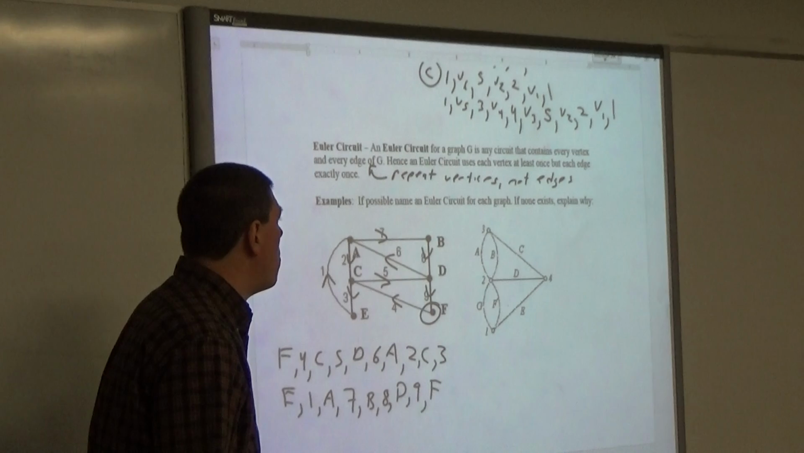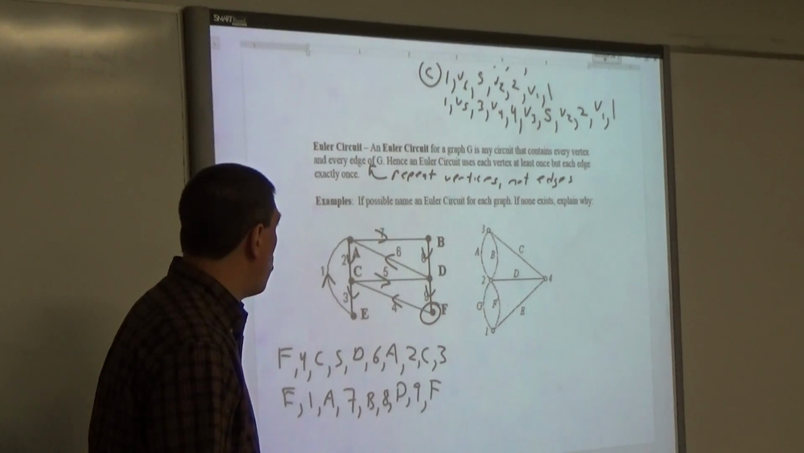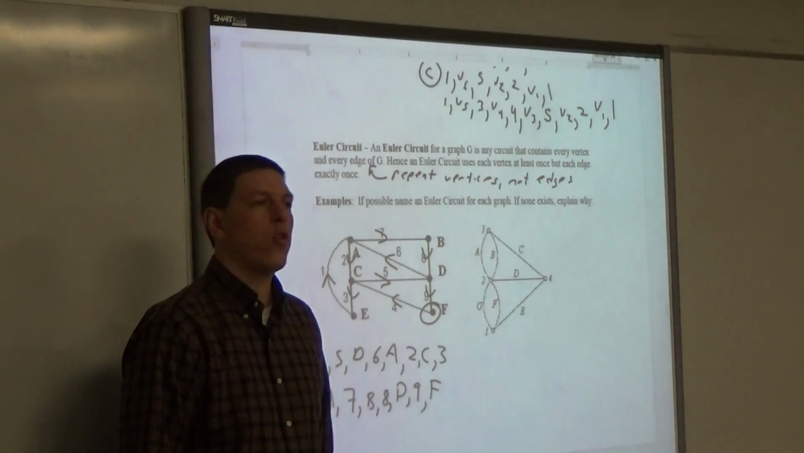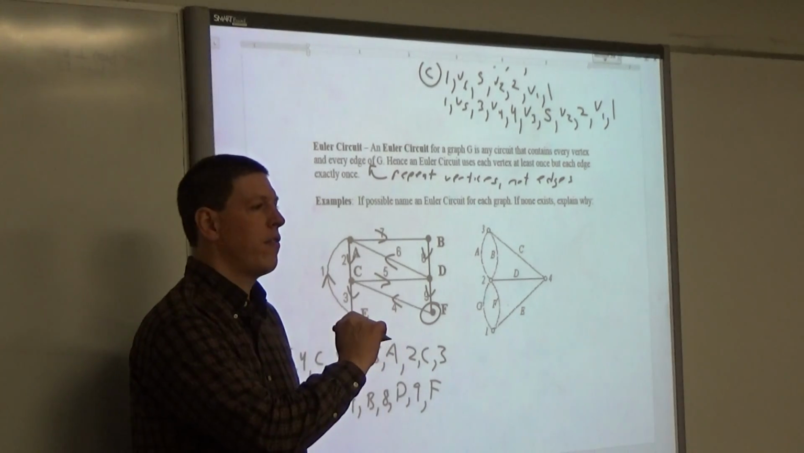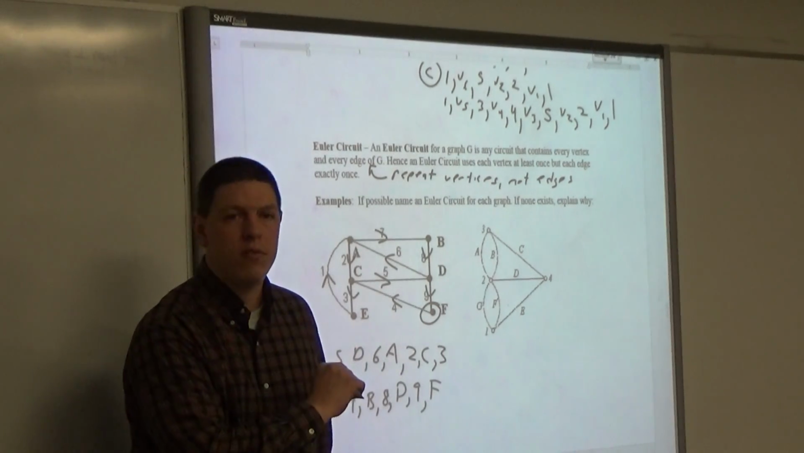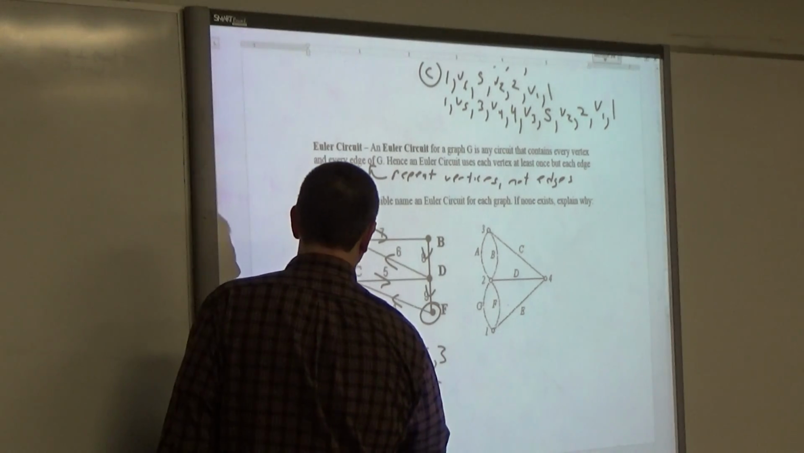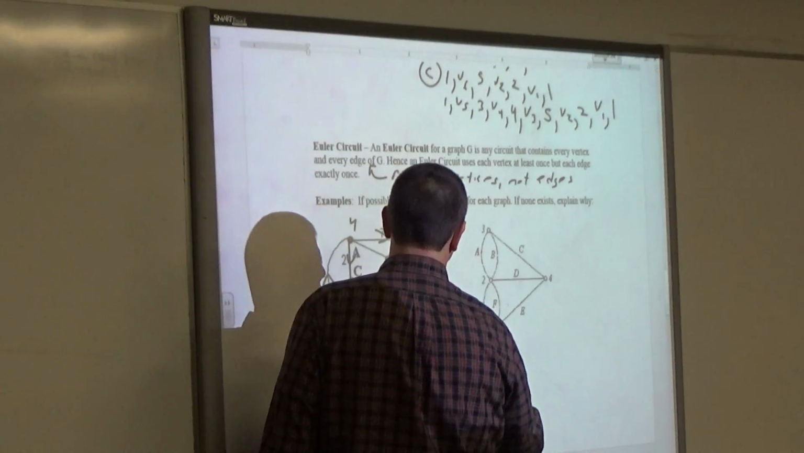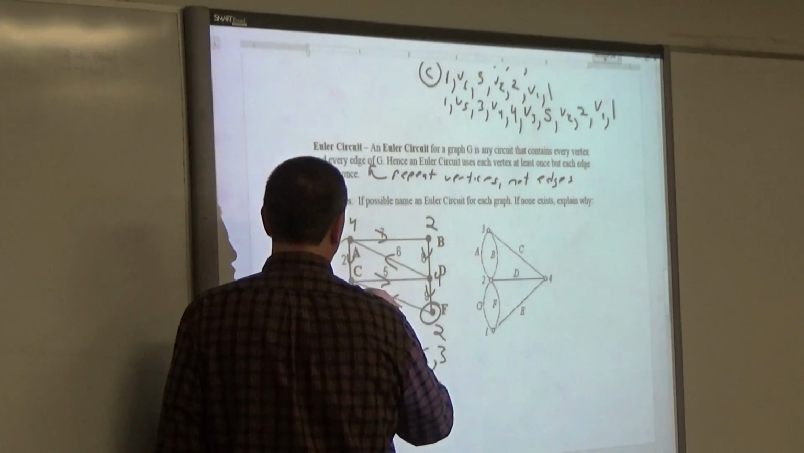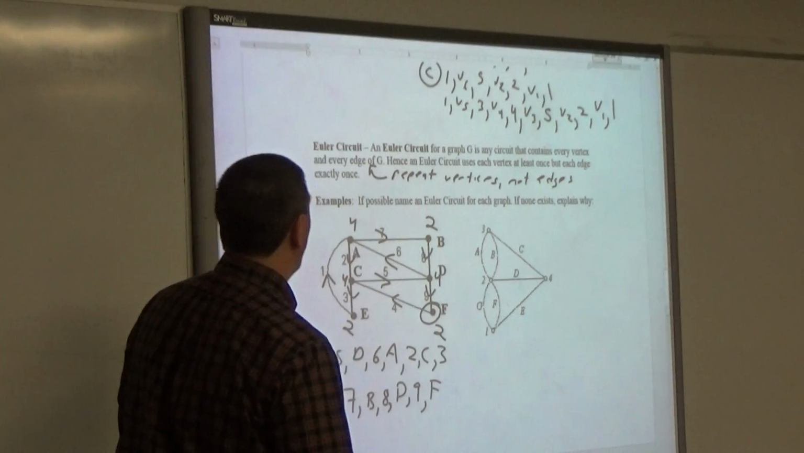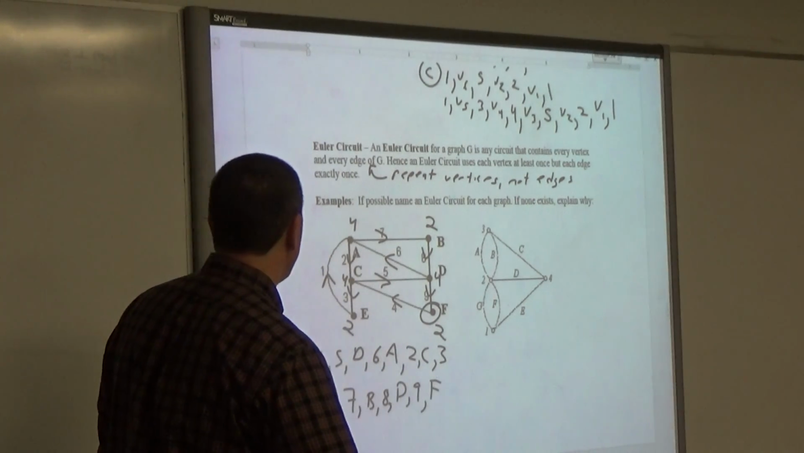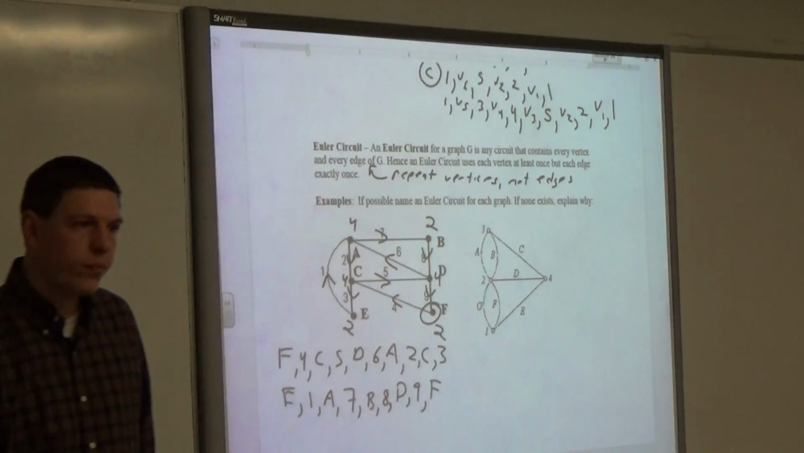Guys, I want you to notice, take a look at all the vertices in the first graph. What do you notice about the degree of all the vertices in the first graph? They're all even, right? So this has degree 2, this has degree 4, this has degree 2, this has degree 4, this has degree 2, this has degree 4. I want you to notice that the degree of every vertex is going to be even for this.